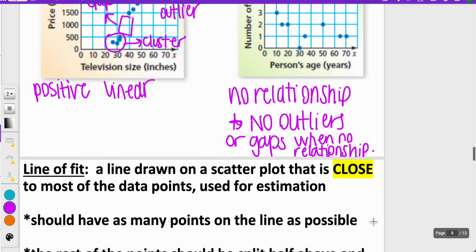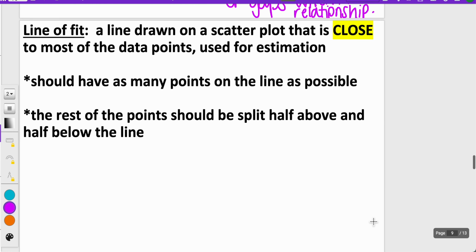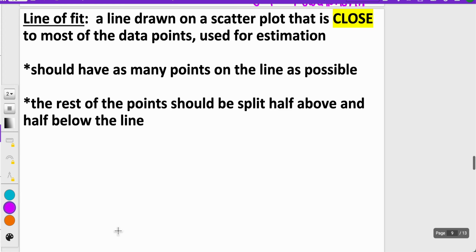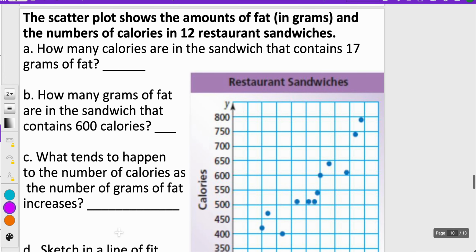Okay. Next up is our line of fit. A line of fit is a line drawn on a scatter plot that is close to most points of the data. We use them for estimation. This should have as many points as possible on the line, and the rest of the points could be split in half. So like half of them are above the line, half are below the line. Okay. So we're going to practice drawing a line of fit here.